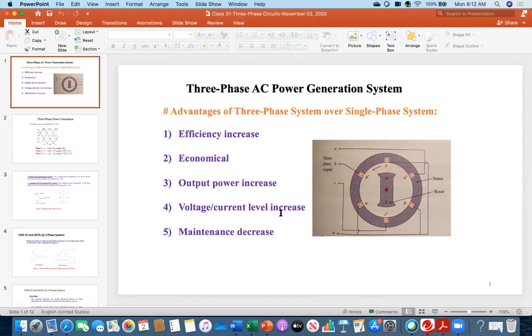Now the first thing here is I have written, why are we studying the three-phase system? That is, what are the advantages of three-phase over the single-phase system. I have written a couple of points: efficiency increase, economical, output power increase, voltage less, current level increase, and maintenance decrease. To understand that, let's have a look at the whiteboard for a moment, and then I'm coming back.